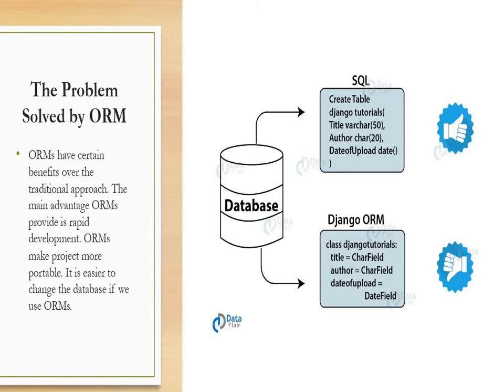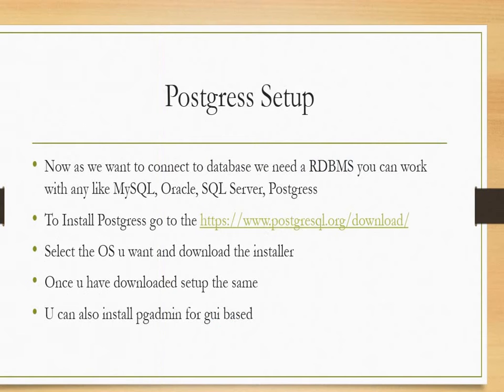So that is the problem solved by ORM. ORM has certain benefits over the traditional approach. The main advantage of ORM is that it provides rapid development and makes the project more portable. It's easier to change the database if we use ORM. For example, here this is the SQL query and this is the Django ORM. At the top we have a SQL query and at the bottom we have Django ORM. That is nothing but the model that we are using.